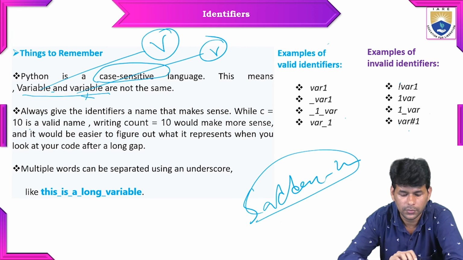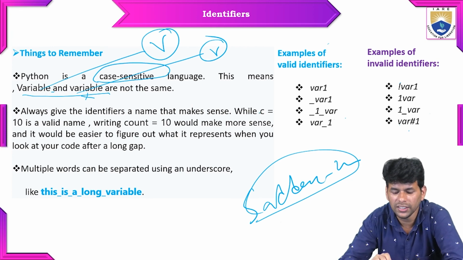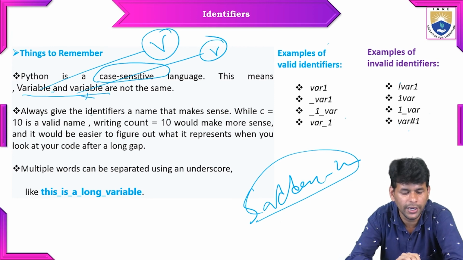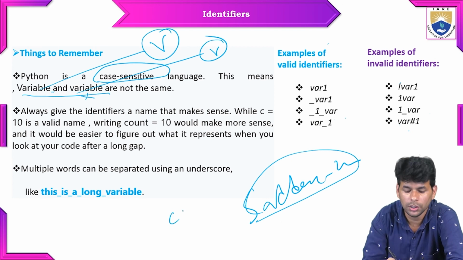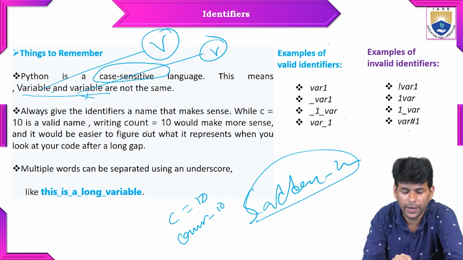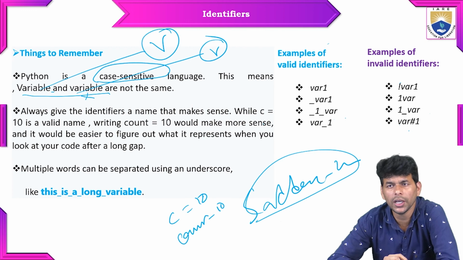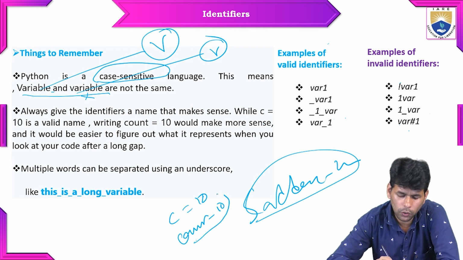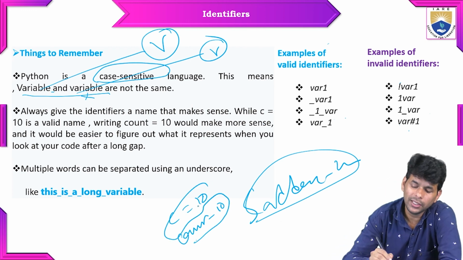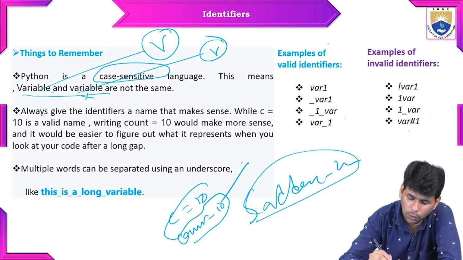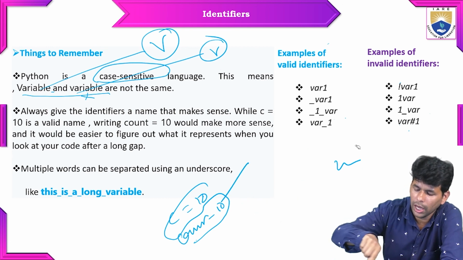Writing code 10 would make more sense. Next one is whether c equal to 10 is a valid name. So let us see here. c equal to 10 is one, and count equal to 10 is another. Here writing count equal to 10 would make more sense. Why is this second one more sensible? I will tell you that.